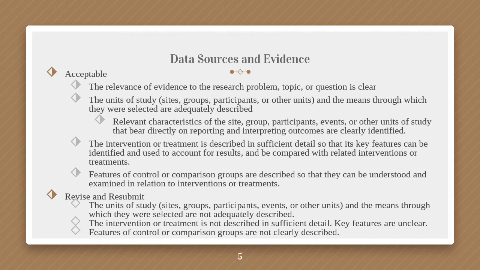If you're providing an intervention study or comparing two different types of treatments, then you also want to make sure that there's sufficient information provided and sufficient clarity that you can tell the difference between the treatment and comparison conditions, and that you have enough information about the fidelity of implementation so that you can interpret your findings. Some reasons students received a revise and resubmit were that the units of study weren't very clear, or the intervention wasn't fully described, or that features of the control and comparison groups weren't clearly described.